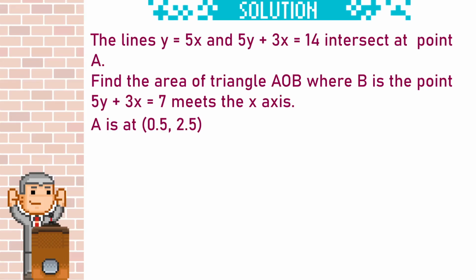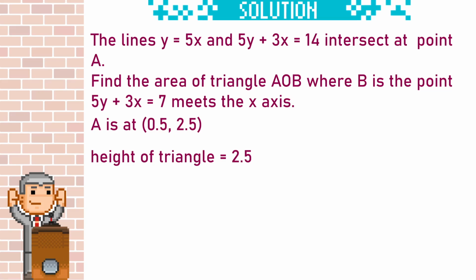To find an area of a triangle, we need to find the base and the height. Looking at the height, O is the origin, and B is on the x-axis, so they both have a y-coordinate of 0. The height of the triangle will therefore be the y-coordinate of A, which will be 2.5. To find the width, or the base, we need to find the horizontal distance between the origin and point B, which will be the x-coordinate of point B.